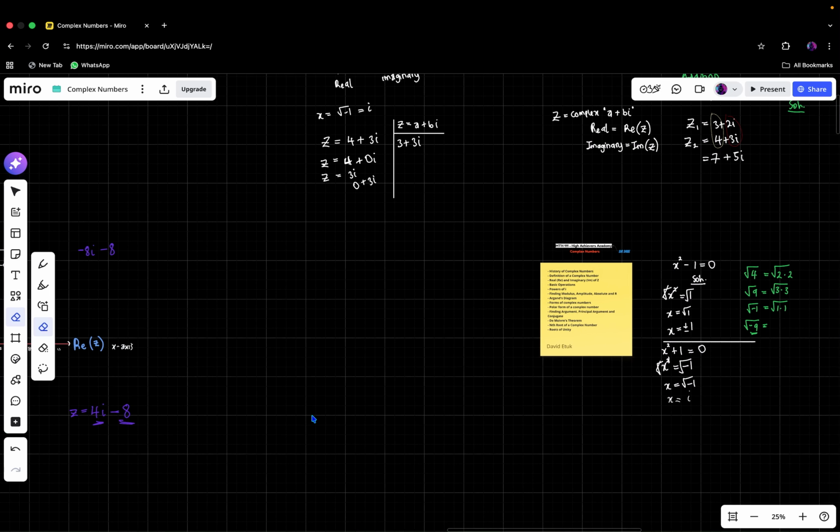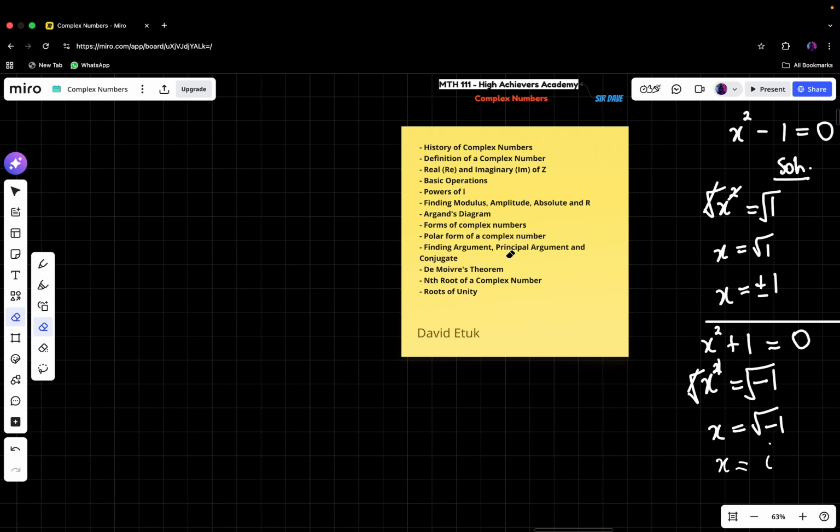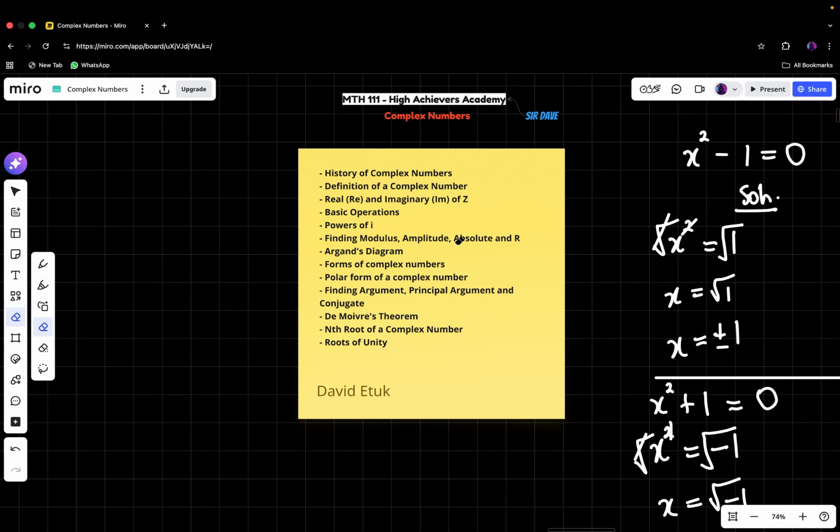Before we move on and complete this, let's take a look at what we'll be learning in the next lesson. We'll be looking at powers of i. We'll be looking at finding the modulus, amplitude, and absolute value of r. We'll be looking at forms of complex numbers and so on and so forth. So in the next class, we'll be looking at finding modulus, amplitude, absolutes, and finding r. We'll also be looking at powers of i.